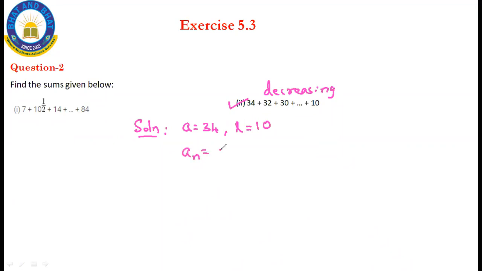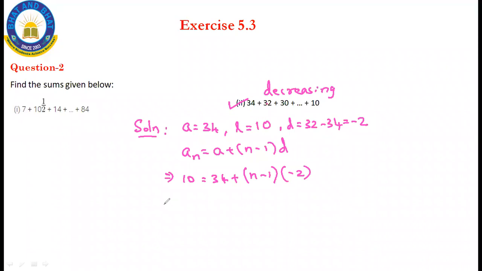So AN is equal to A plus N minus 1 into D. Before that, D is equal to 32 minus 34, second term minus first term. So that gives me the answer as minus 2. So I will substitute here. What is AN? AN is equal to the last term. So 10 is equal to, first term is 34, plus N minus 1 into minus 2.